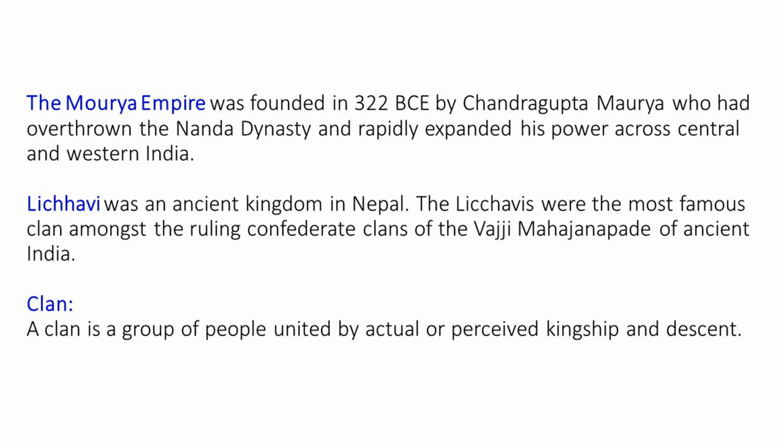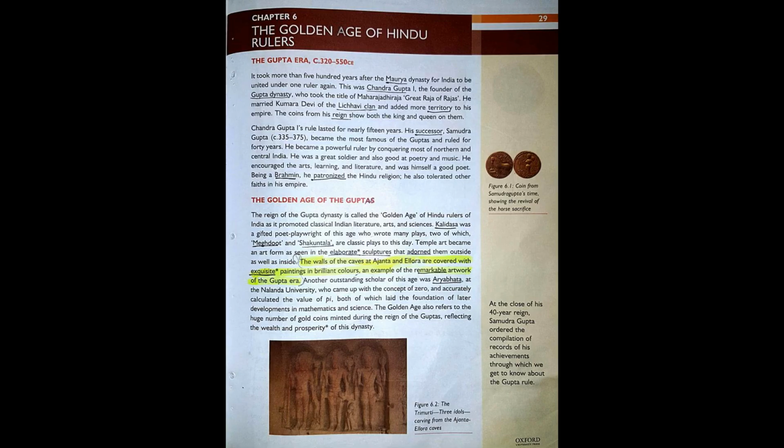The Lichavis were the most famous clan amongst the ruling confederate clans of the Vajji Mahajanapada of ancient India. And a clan is a group of people united by actual or perceived kinship and descent. So he married Kumara Devi of the Lichavi clan and added more territory to his empire. The coins from his reign show both the king and queen on them. Chandragupta's rule lasted for nearly 15 years.